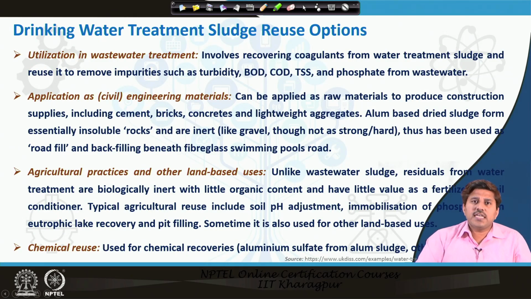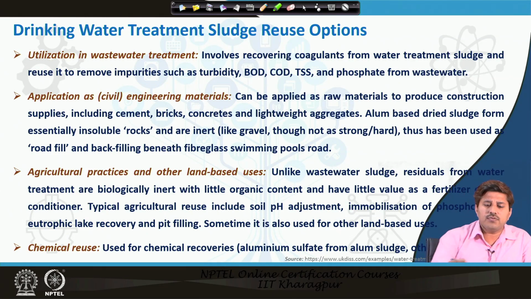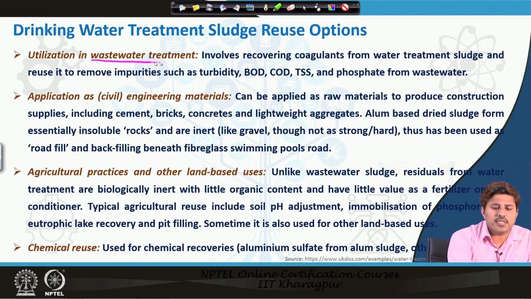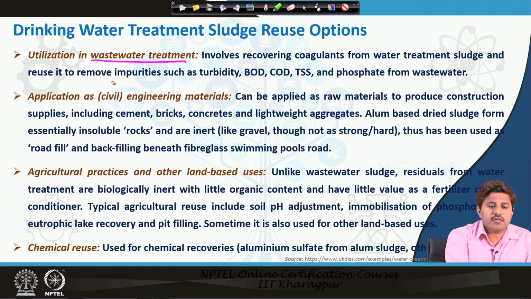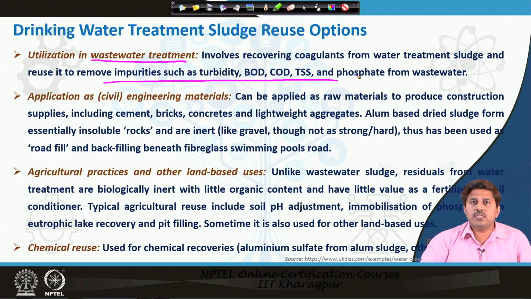Then the dewatered or dried sludge can be either reused or disposed. Reuse options are there, limited but not that frequently used. In terms of reuse, it can be reused in the wastewater industry. Research has shown that we can recover the coagulant from the water treatment sludge, okay, and use that, or a modified or purified form of the sludge, to remove impurities such as turbidity, BOD, COD, suspended solids, phosphates etc.